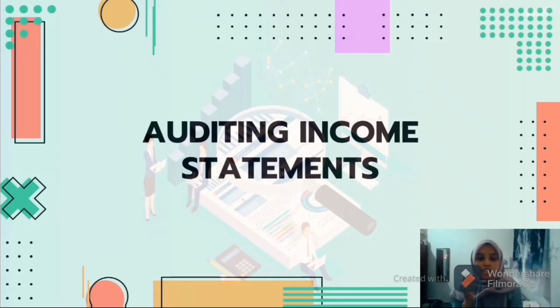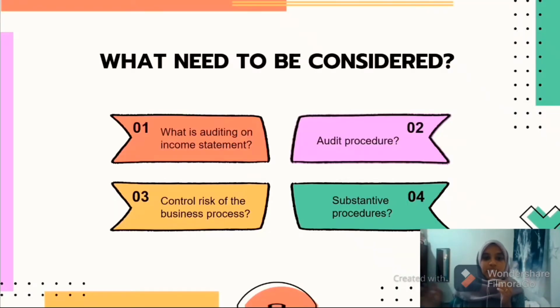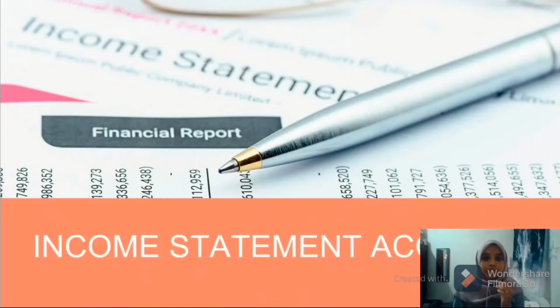So now I will present about auditing income statement items. For further discussion, we need to consider what is auditing on the income statement, the audit procedures that auditors need to do in auditing the income statement, third, the control risks of the business process, and fourth, the substantive procedures that auditors need to do in auditing the income statement.